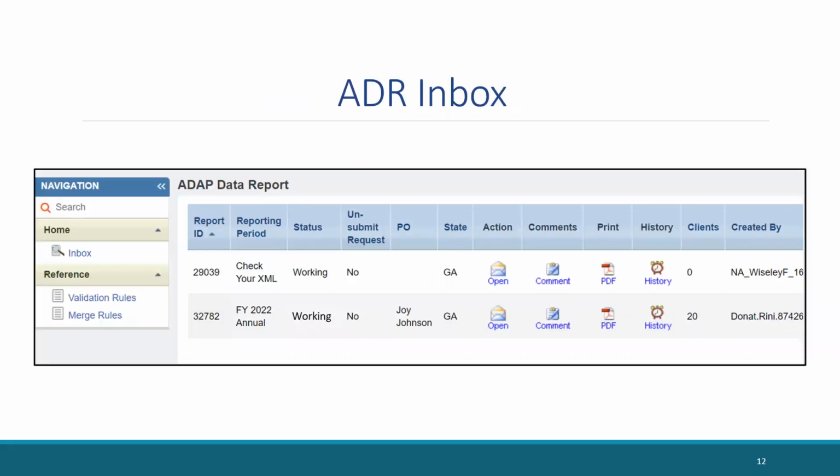After clicking either Start or Edit, you will be taken to the ADR inbox, where you should see your organization's ADR listed. To enter the report, you will click on the Open link. However, if you have not started the report, this link will say Create.